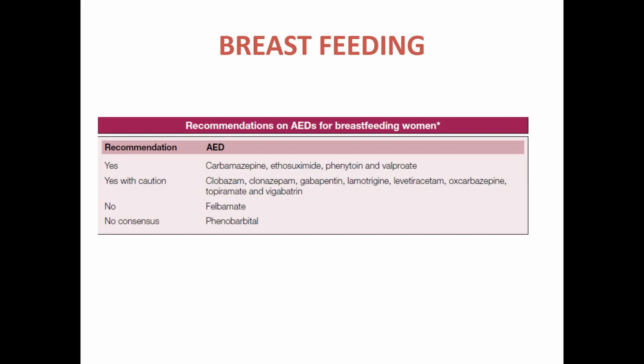So in breastfeeding, better use with caution because these drugs will excrete into the breast milk. It will cause side effects in the baby like sedation, irritability. So with caution, we can use clobazam, clonazepam, gabapentin, lamotrigine, levetiracetam, oxcarbazepine, topiramate, and vigabatrin. And felbamate and zonisamide are strictly contraindicated. You should not give felbamate and zonisamide in a breastfeeding woman, because it will cause 100% milk excretion, fetal drowsiness, and fetal seizure chances will also be there. So better you avoid felbamate and zonisamide. For phenobarbital, there is no consensus till now. Safely we can use carbamazepine, ethosuximide, phenytoin, and valproate in a breastfeeding woman.